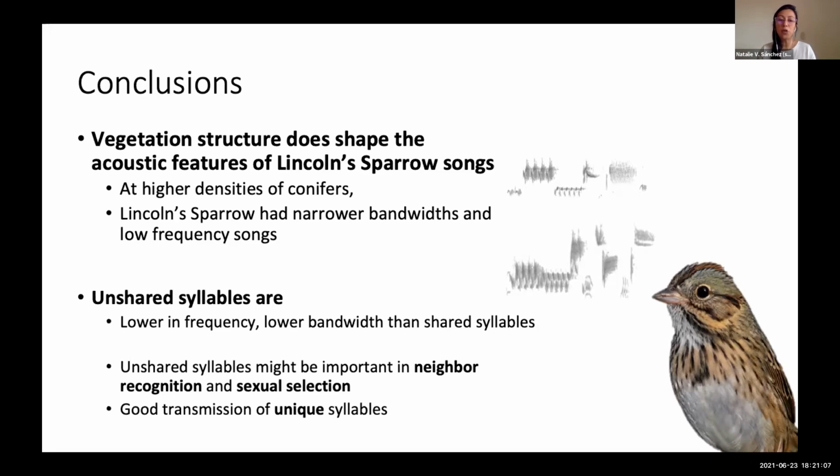We think that unshared syllables might be important in neighbor recognition, which has been reported in other species, as well as in sexual selection. This hasn't been tested yet for Lincoln's sparrow, but will be a nice project. And we think that because these unique features of the songs are very important, they need a good transmission in any different environment, especially in more dense environments.